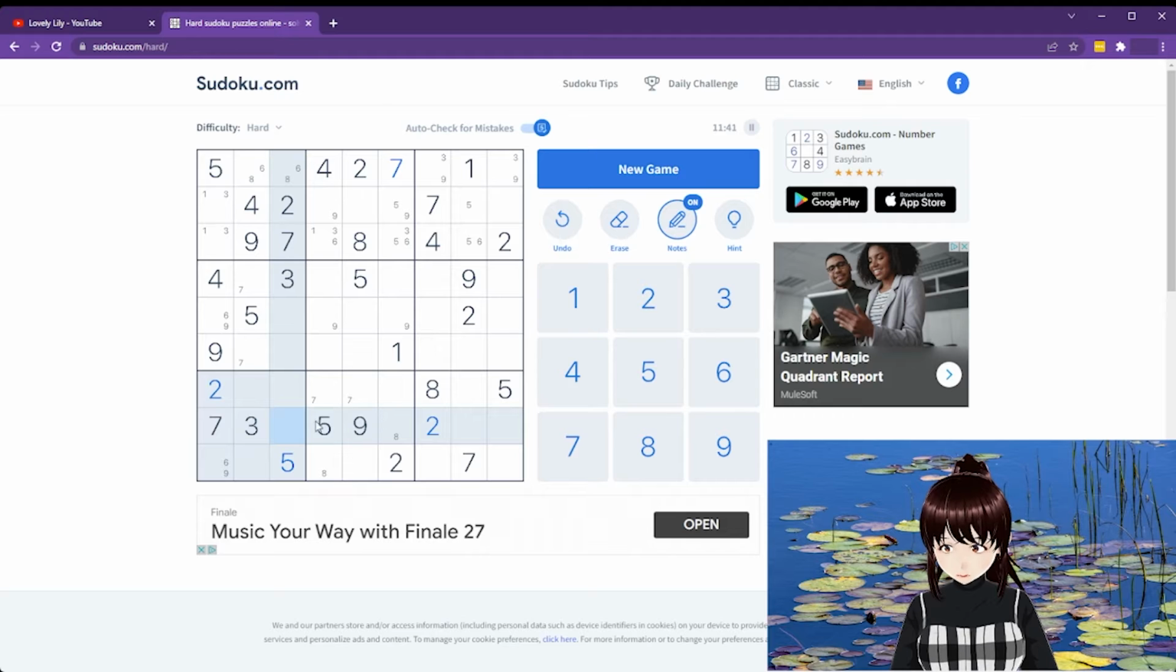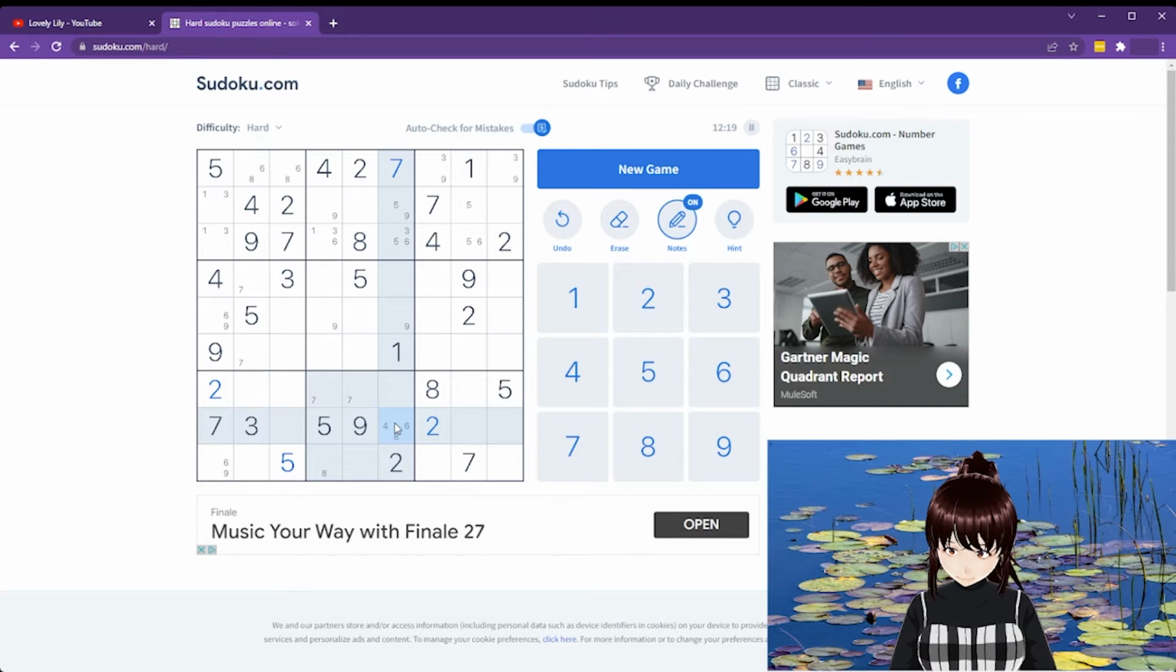Let's see. So we got 4 here. And this might be useful because they're spread across 3 different squares. So what do we have? We have 1, 4, 6, and 8. Okay? So this is not too helpful to us. I would have thought it might be, but it's not. Because here's a 1, but that leaves us with a 4, 6, and 8.